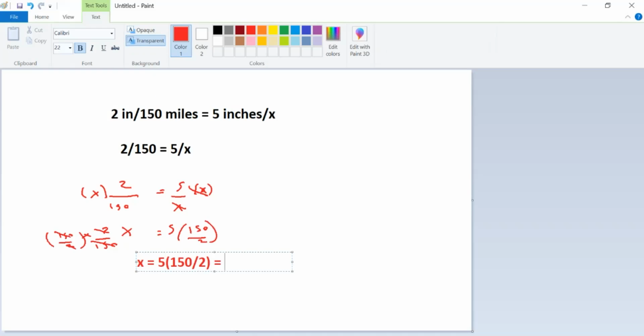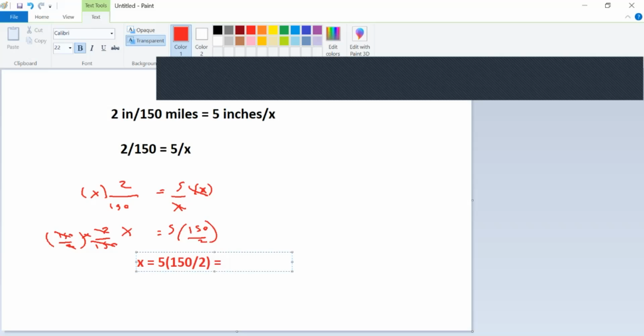Does that make sense what I've done? I'm just solving for x. I want to solve for x, so x has to be on top, by itself. So now I've got 5 times 150, that's 750, divided by 2. So it's 375, I think. Did the math right.